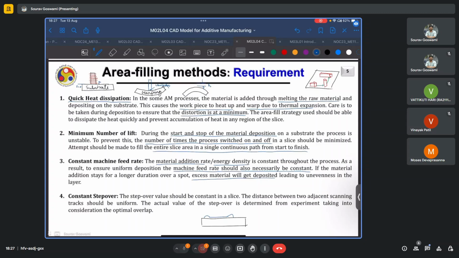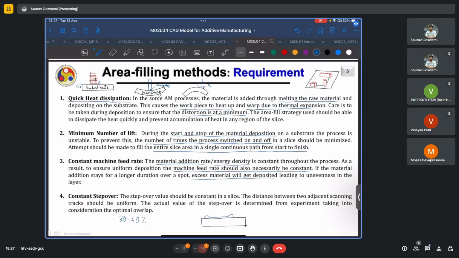The fourth requirement being constant step over, where we need that the step over value should be constant in a slice. The distance between two adjacent scanning tracks should be uniform, and the actual value of the step over is determined from experimental trials, taking into consideration the optimal overlap. So typically you will have anywhere between say 30 to 40% overlap between successive tracks.